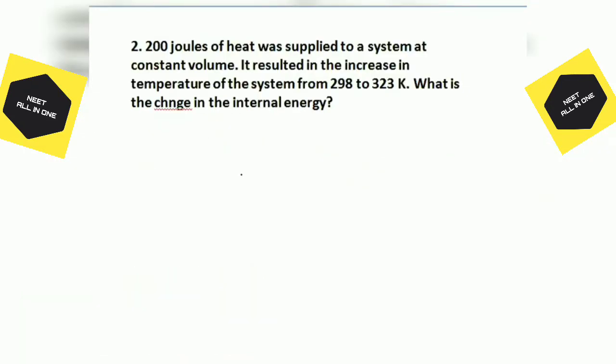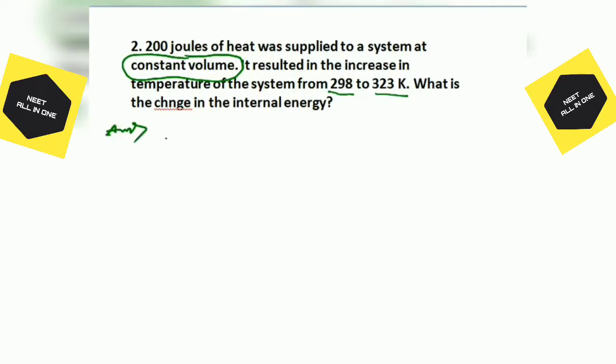Now let's see the second question. They have given us 200 joules of heat supplied to a system at constant volume. Now you have to notice this condition that is given to us, that is at constant volume. It resulted in an increase in the temperature of the system from 298 Kelvin to 233 Kelvin. What is the change in the internal energy? Let's see it.